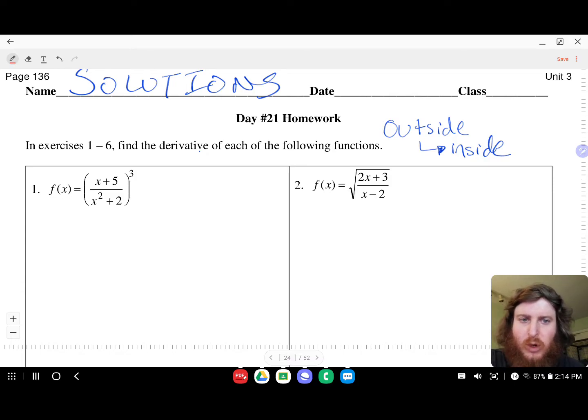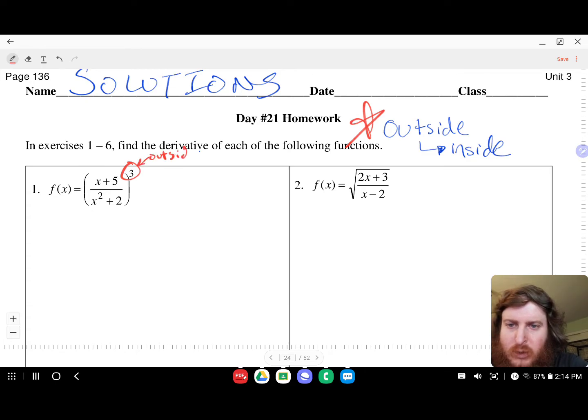So day 21 homework. I know a lot of you guys said you were a little bit confused. The big key idea and takeaway is always do outside first and then move to the inside when you're doing these complicated derivatives. So on number one, the very outside would be the cubed, right? That would be our outside.